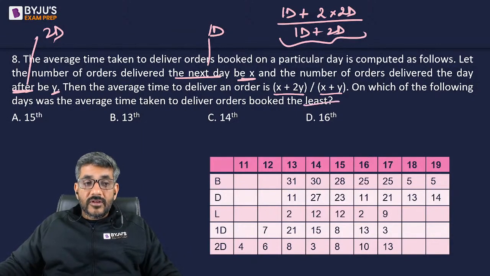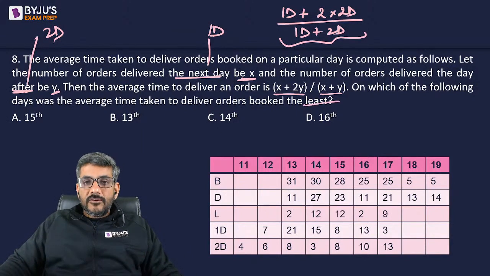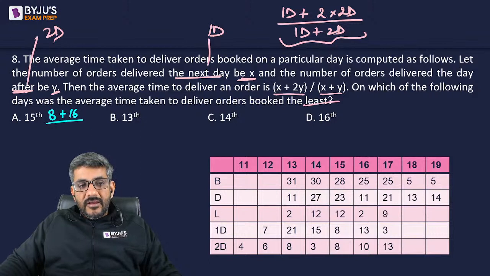Let's calculate that for each day. 15th का पहले मैं कैलकुलेट करता हूं। 15th के लिए 1D फिगर इज 8 plus twice of 2D figure is 16 divided by 1D plus 2D is 16. It comes out to be 24 by 16. Let's check it for 13. 13th का 1D का figure is 21. Twice of 2D is 16 divided by 21 plus 8, 29. It is 37 upon 29.